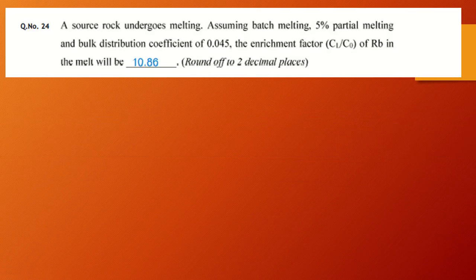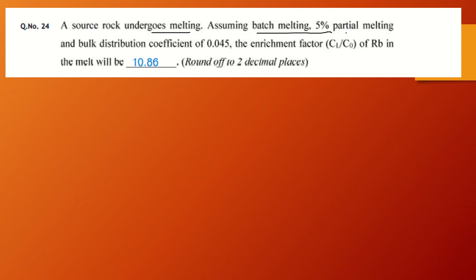This is based on partial melting, and many times 2-3 papers have these types of questions related to partial melting. Let us see what it is asking. A source rock undergoes melting, assuming batch melting of 5%. Now there are two models of melting. The first one is batch melting, then equilibrium or fractional melting. These are two different melting models with different formulas. It is asking about batch melting.